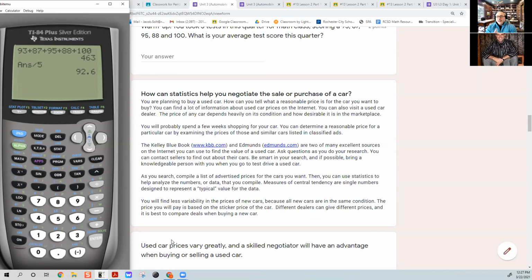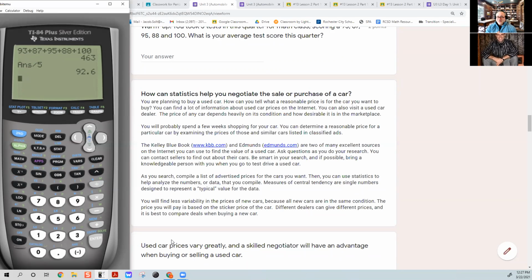The price for any car depends heavily on the car's condition, whether it looks really great or whether it's rusty or has mechanical problems, and how desirable it is in the marketplace. Some cars are highly desirable and they retain their value fairly well, while other cars, not so much, right? And they lose a lot of value over time. So you'll probably want to spend a few weeks to shop for a car.